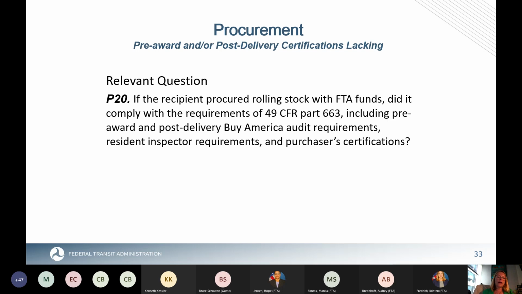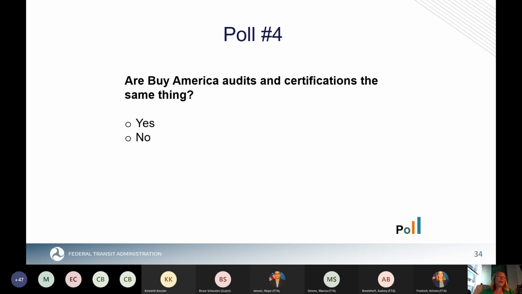So we're going to take the fourth and final poll here. And that question is going to be, are Buy America audits and certifications the same thing? So when that poll pops up, go ahead and select your answer and hit submit.